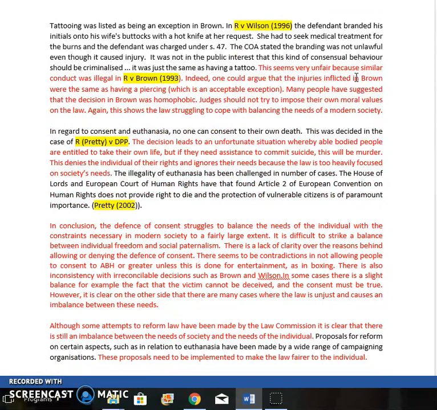Another interesting point arising from Brown is that tattooing was listed as being acceptable. So in Wilson, when a husband tattooed or branded his wife's backside, if you like, consent was seen as valid. That seems incredibly unfair when you compare it to the case of Brown, because you could argue the injuries in Brown similar to having a piercing, which is an acceptable exception. Lots of people over the years have commented that the case of Brown was a homophobic decision, where of course it was a heterosexual couple in Wilson.